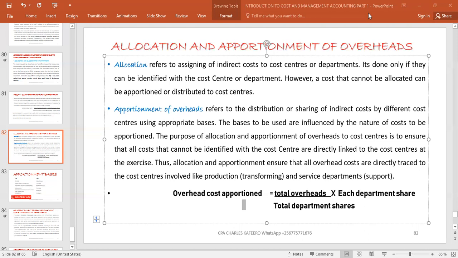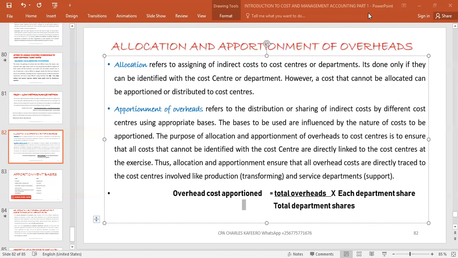The purpose of allocation, absorption and apportionment of overheads to the cost center is to ensure that all costs that cannot be identified with the cost center are directly linked to the cost center. And remember, we said these cost centers include both the production and the service departments. So hope you don't forget that. Thus, allocation and apportionment ensures that all overhead costs are directly traced to the cost centers involved, like the production, where the transformation takes place, and the service departments, which are the supporting departments.